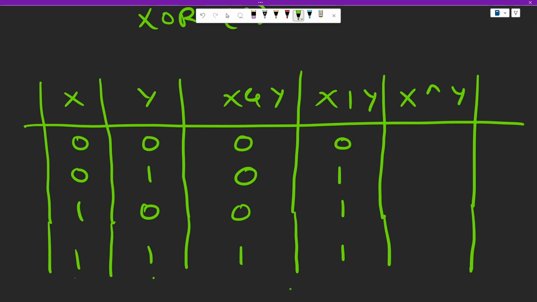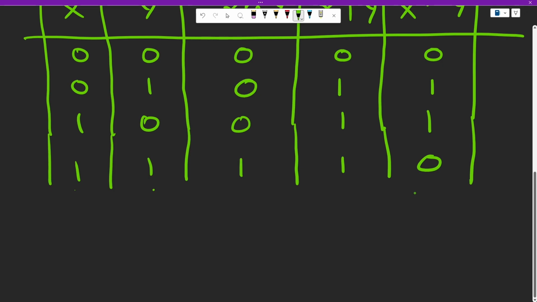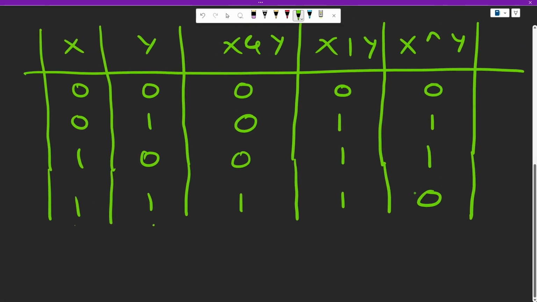Now x XOR y. Here it will check if both the bits are different or not. In this case they are not different, so it will give us 0. In this case it is different, so x is 0 and y is 1, so it will give us 1. In this case they are different, so x is 1 and y is 0, it will give us 1. And in this last case they are the same, so it will give us 0. So this is how they are represented. This is the entire operation of AND, OR and XOR.